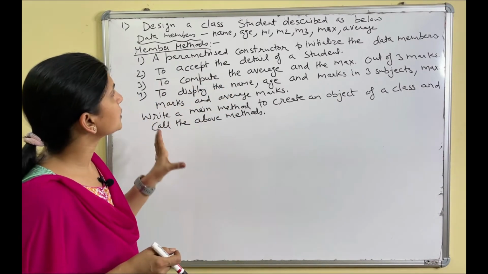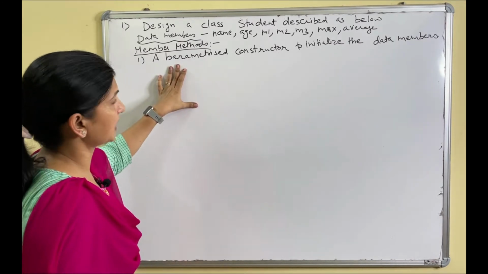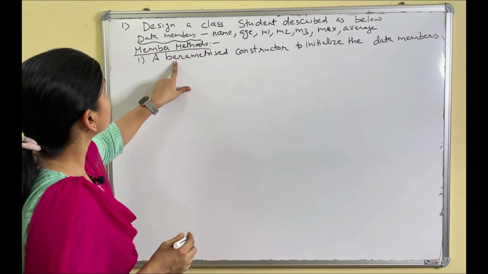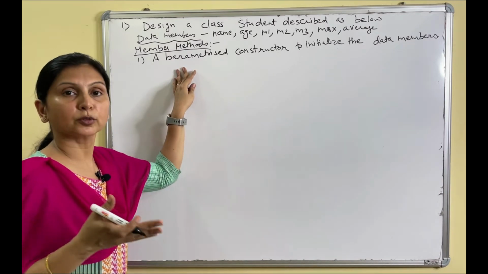So I hope you have understood the question, right? I have erased the other methods because of the lack of space. So we will make them one by one. First we will make the class. As we already know, in the second we have to use the scanner class.